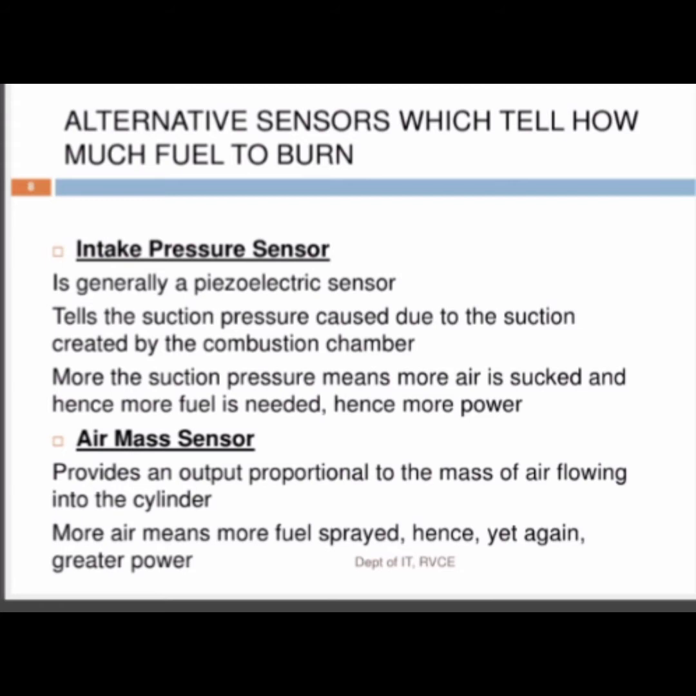The intake pressure sensor is generally a piezoelectric sensor. It tells the pressure due to the suction created in the combustion chamber. More suction pressure means more air is sucked in and hence more fuel is needed. The air mass sensor provides an output proportional to the mass of air flowing into the cylinder. More air means more fuel sprayed, hence again greater power.